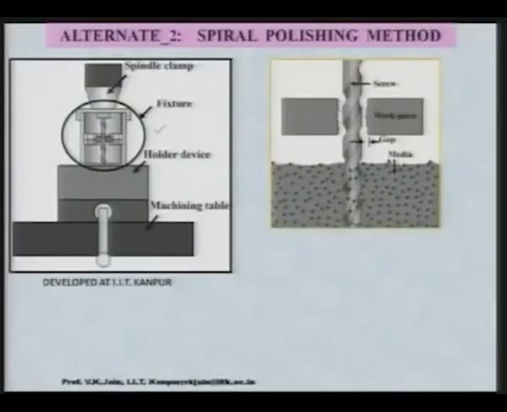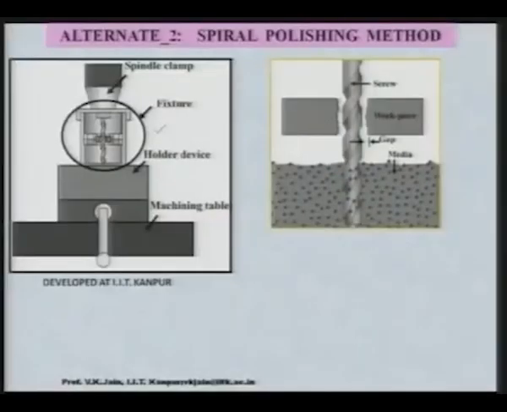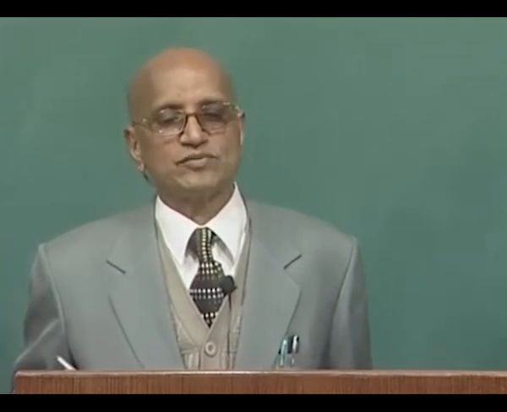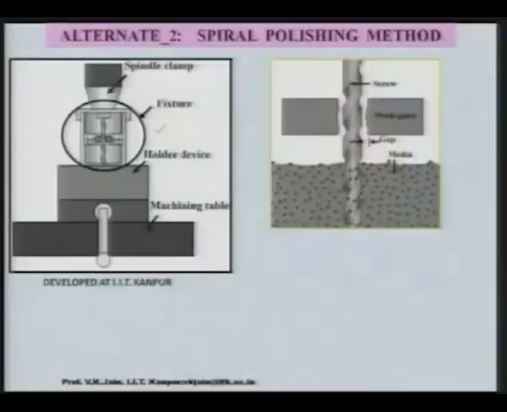Definitely it is going to improve, because the area through which the medium is passing has decreased, and with the same force, if you pass the medium through that restricted area, then definitely the radial force acting on the abrasive particle is going to be higher as compared to the case when there was no screw. And because of this higher radial force, and if the cutting force is large enough, then the finishing rate will definitely improve, and this is what they have found, that the finishing rate has improved in case of the spiral polishing medium method.